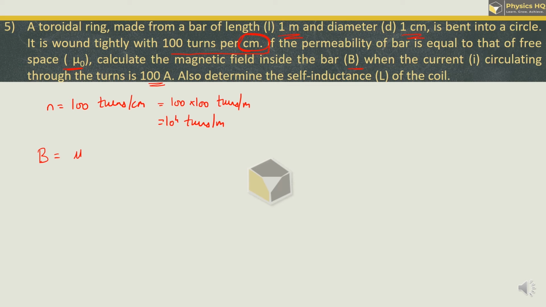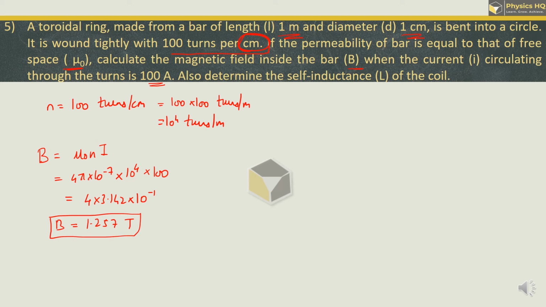Next, we are supposed to find the magnetic field inside the bar. B is equal to mu 0 Ni. This is given by the formula. Mu 0 is 4 pi into 10 raised to minus 7. n we got 10 raised to 4, into current is 100 over here. So this will be 4 into 3.142 into 10 raised to minus 1, which will give us the answer as 1.257 Tesla.